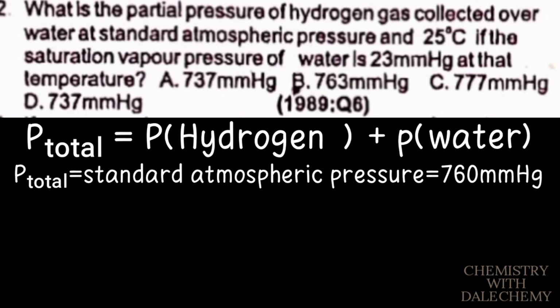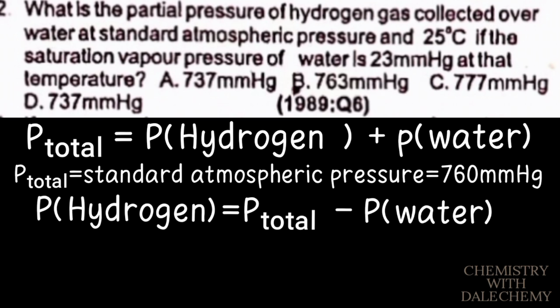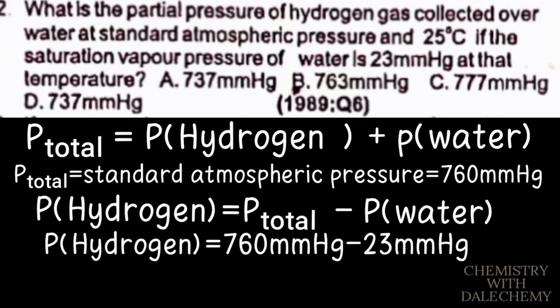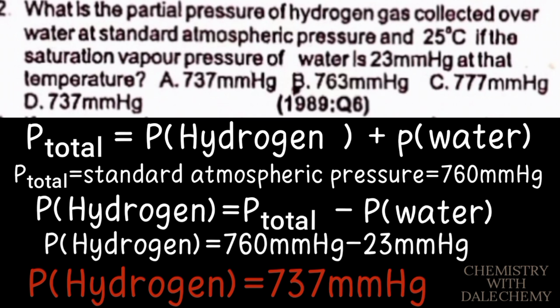So it's very simple. You just subtract the saturated vapor pressure of water vapor from the total pressure, which is 760 millimeter of mercury, and you get your pressure for dry hydrogen gas. So now the next question is question 5 of year 2000.